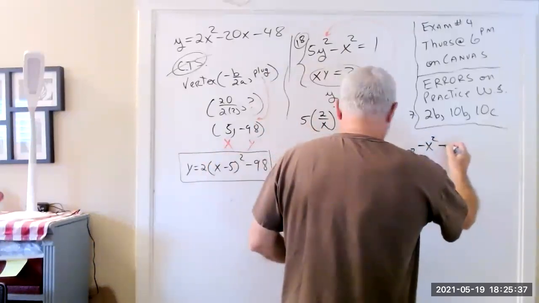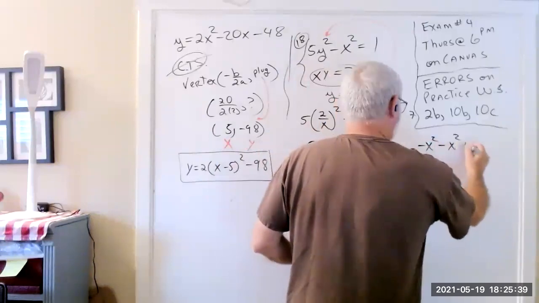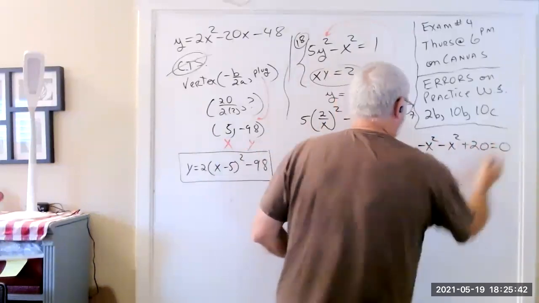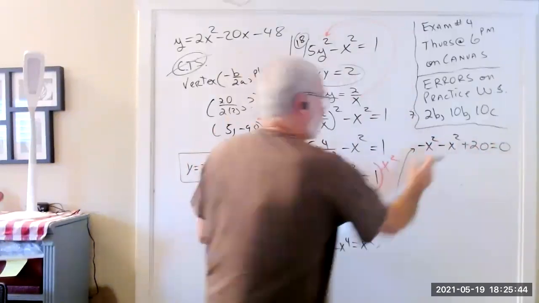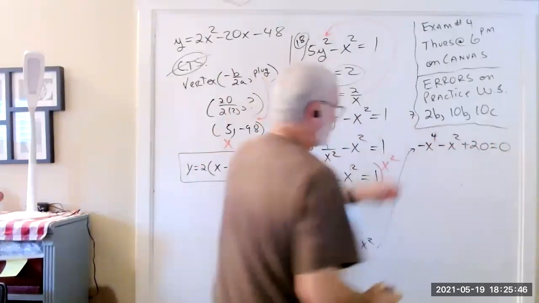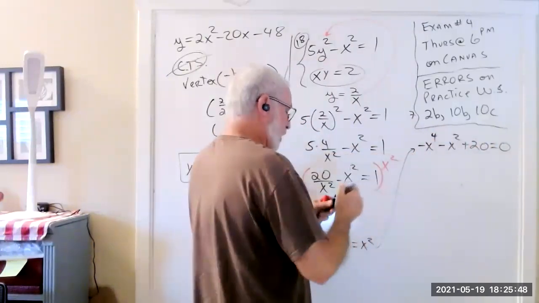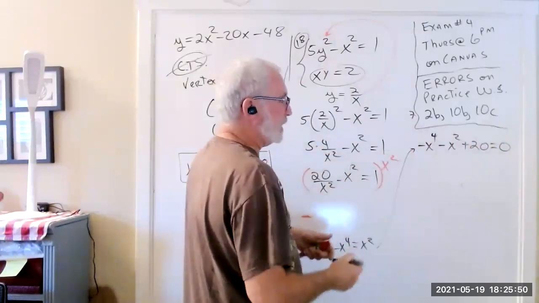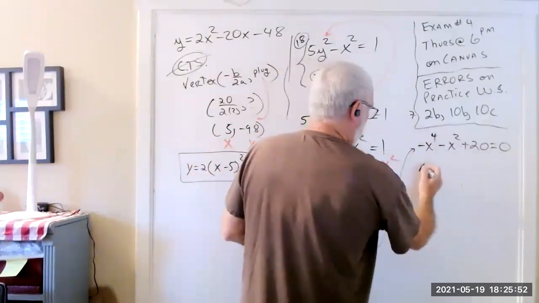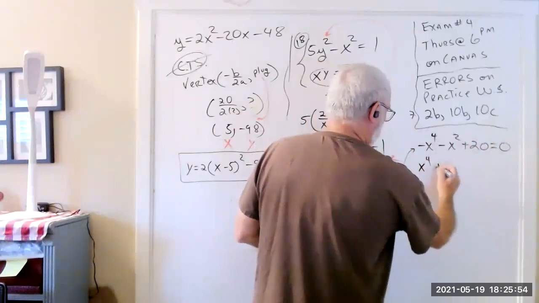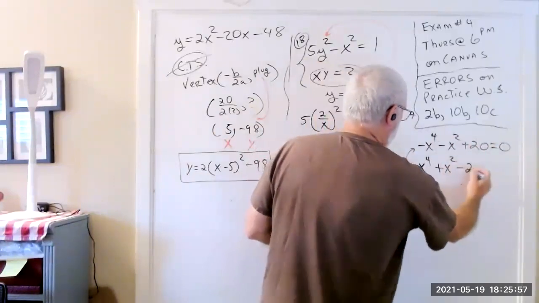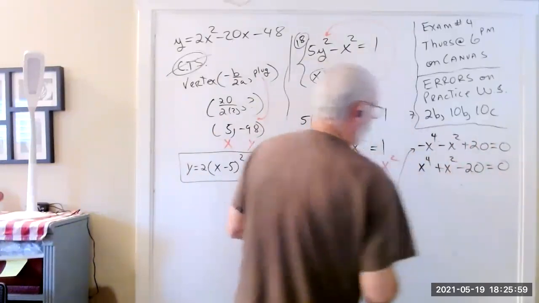Negative x squared, x to the 4th minus x squared plus 20 equals 0. Remember, x to the 4th, highest power first. I'm going to multiply everybody by -1. So I have positive x to the 4th plus x squared minus 20 equals 0.